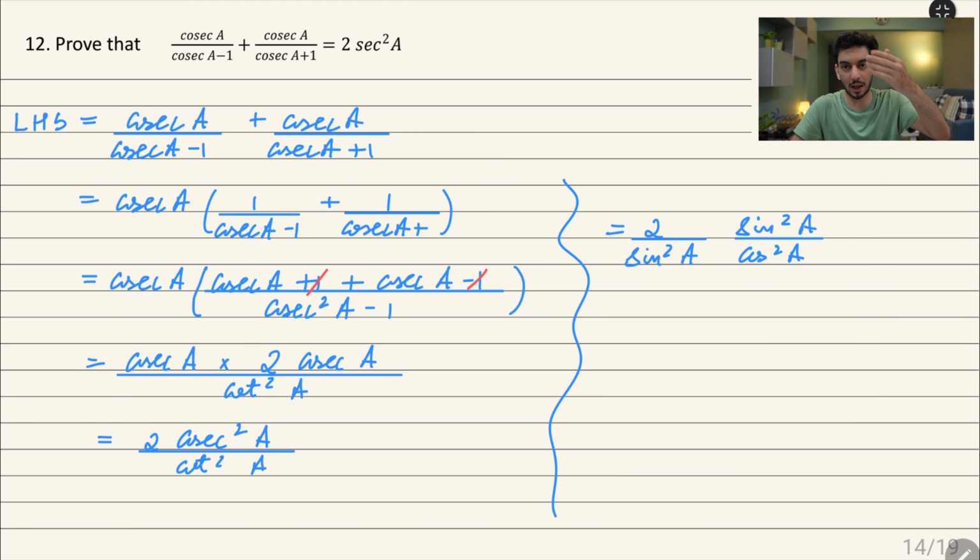Basically, it is 2 upon sine square A upon cos square A. Because cot square is cos square upon sine square, the sine square in the denominator of the denominator just comes to the numerator. I can just cancel out the sine square A and sine square A, and I am left with 2 upon cos square A, and 2 upon cos square A is as good as 2 sec square A, because 1 upon cos is just sec, and that is exactly what my question asks me for.